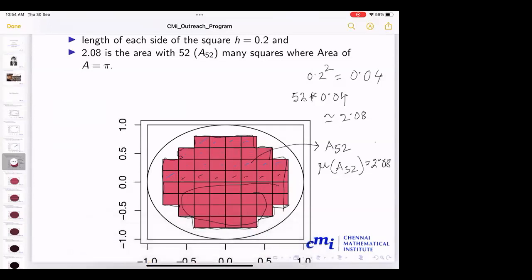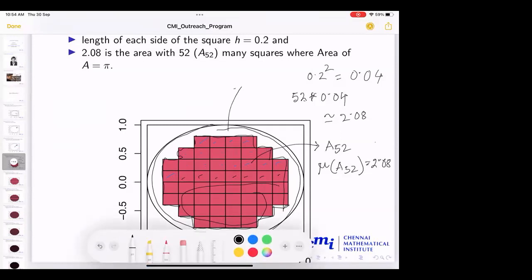Yes. The entire circle I'm calling A, and mu of A is pi. So the area of the circle A is pi, and mu of A52, whatever weird geometric shape is coming up, is 2.08. So that must be less than mu of A, which is pi. So the value of pi must be greater than 2.08. Okay.